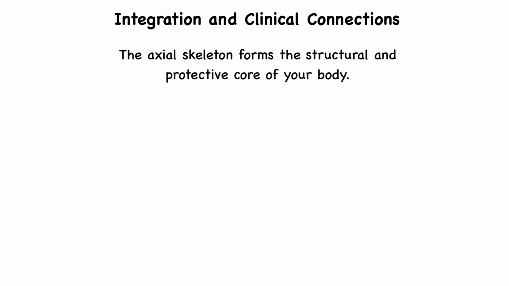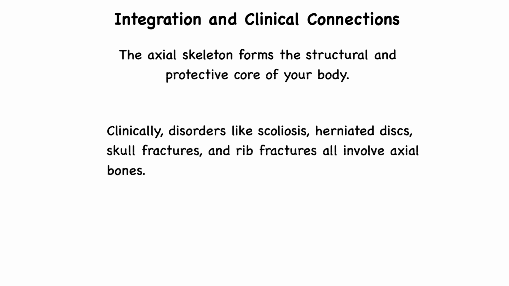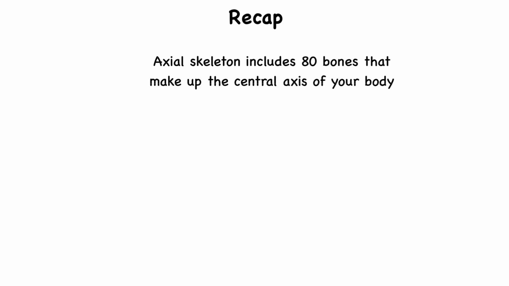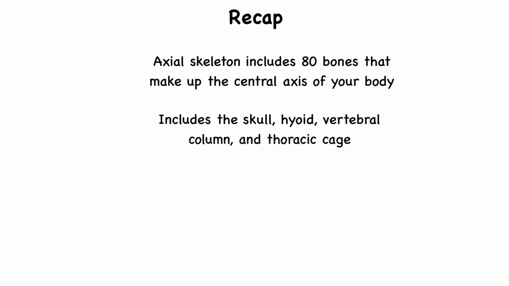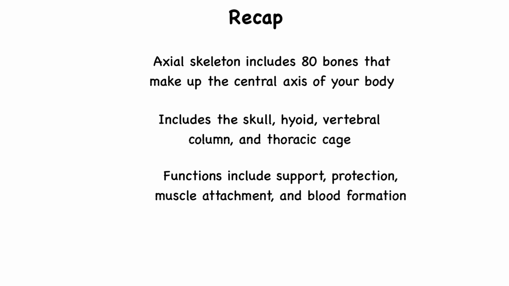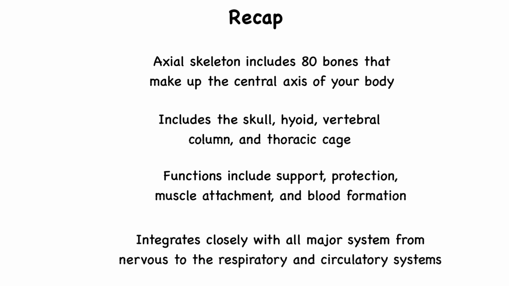The axial skeleton forms the structural and protective core of your body. It allows you to hold your head up, breathe efficiently, protect your brain and vital organs, and stand upright with posture. Clinically, disorders like scoliosis, herniated discs, skull fractures, and rib fractures all involve axial bones. So let's summarize the axial skeleton. The axial skeleton is 80 bones that make up the central axis of your body. It includes the skull, hyoid, vertebral column, and thoracic cage. Functions include support, protection, muscle attachment, and blood formation, and it integrates closely with all major systems, from the nervous to the respiratory and circulatory systems.